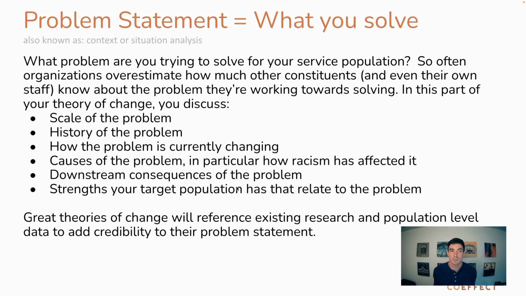So first of all, how big is this problem? What is the history of it? How did this problem come to be in your particular area or geography? You want to understand how this problem is currently changing. What are some of the causes of this problem? And here, it's very helpful often to think, how has discrimination played into this? Often, at least in the United States, racism has had an influence on almost every social problem that we're facing. So you want to be clear, how has racism, sexism, ageism, other forms of discrimination contributed to the problem that your organization is trying to address?